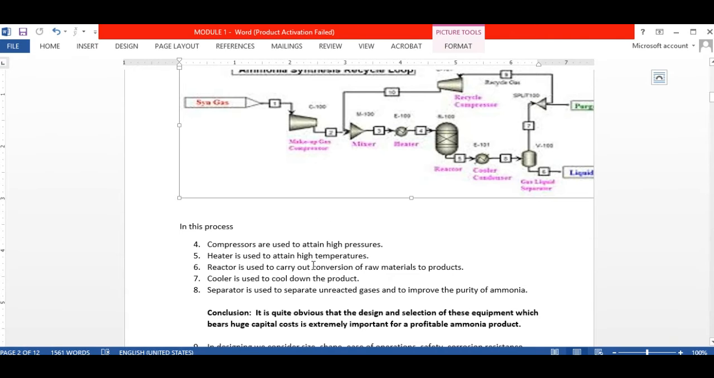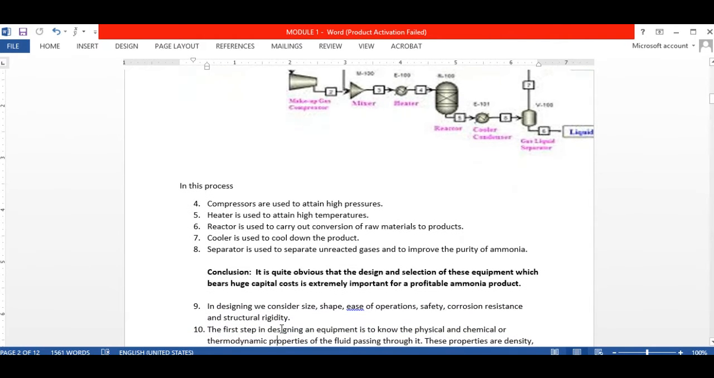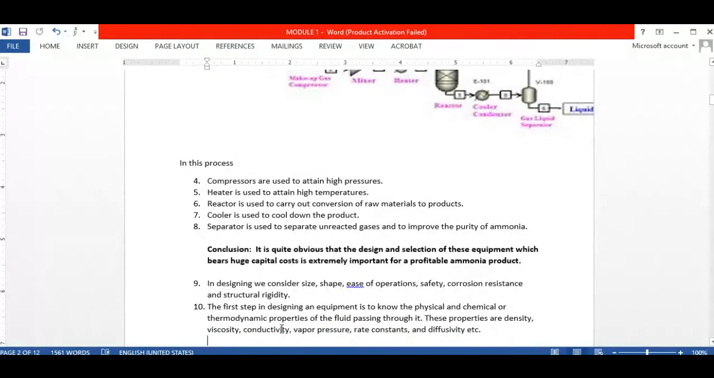That will be the loss to the company. This is very important: you must design very accurately, because a billion dollars, or maybe a billion riyals, are required to build a complete plant here. Even a slight mistake will cost the company a huge amount. You have to be very accurate in designing and selecting the right equipment.